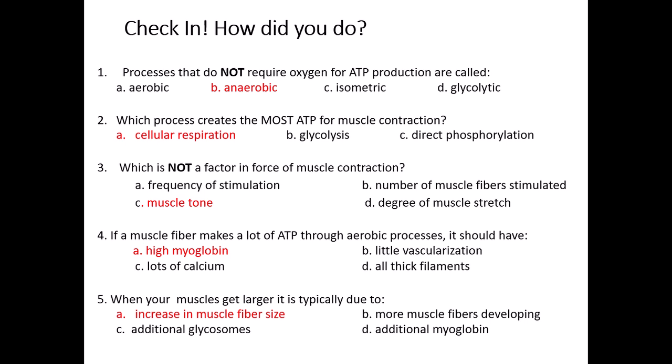If a muscle fiber makes a lot of ATP through aerobic processes, it should have, now you have to think about this, aerobic processes mean we need oxygen. And so myoglobin is going to store oxygen, so those kinds of muscle fibers need a lot of myoglobin. And then when your muscle gets larger, it is typically due to an increase in muscle fiber size. The other answers are all just nonsense.